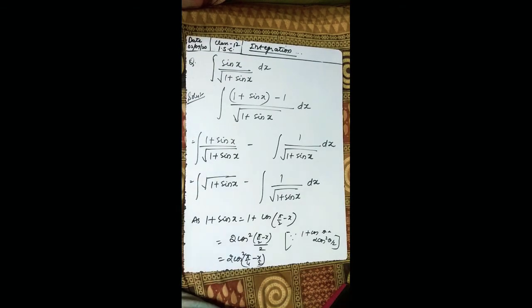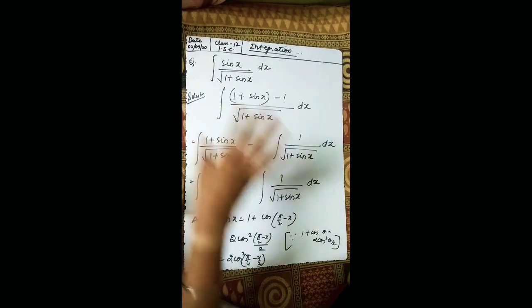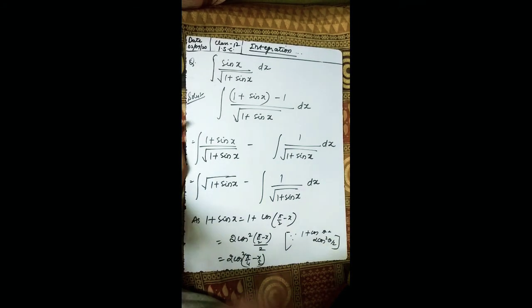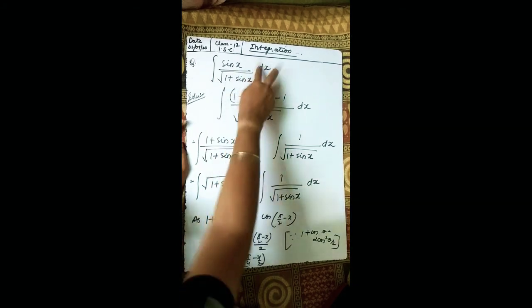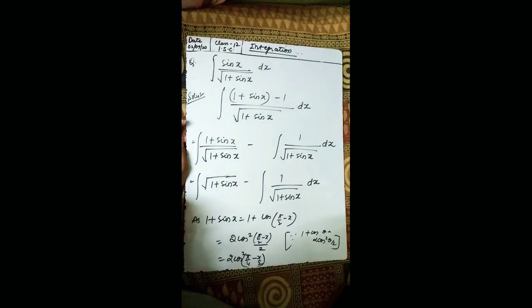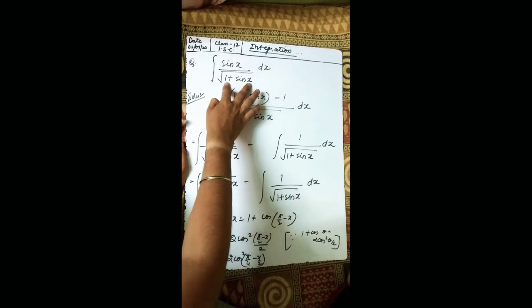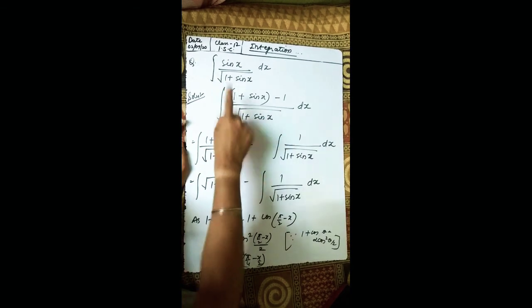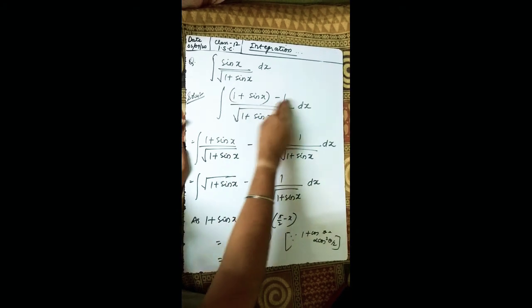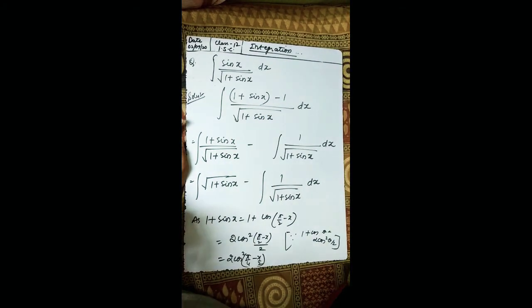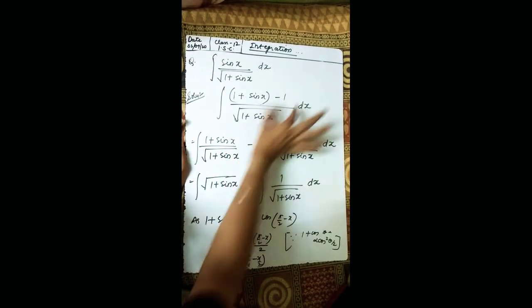Okay, let us do one question. This is somewhat a tricky question which you need to understand. Integration of sin x upon under root 1 plus sin x dx. As I told you, we need to remove this 1 plus sin x from the denominator. So that is why we are adding 1 and subtracting 1, and I am pairing it as 1 plus sin x and minus of 1. Now separate this with this and 1 with this one.